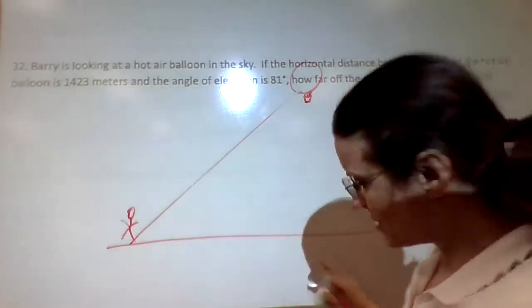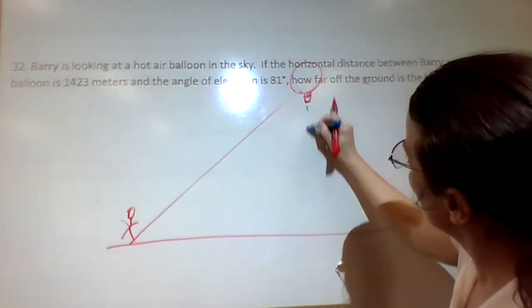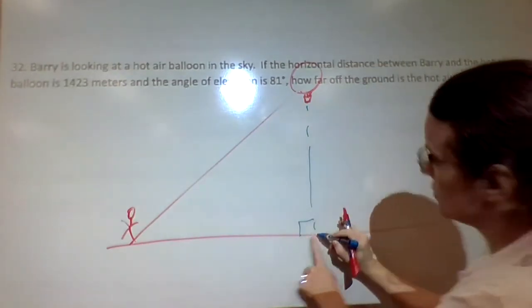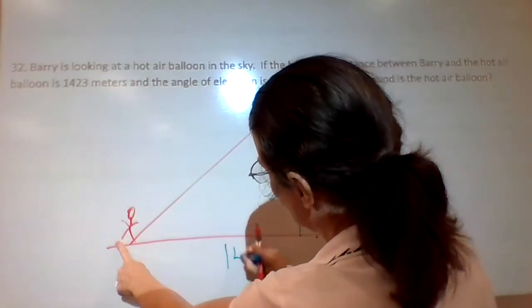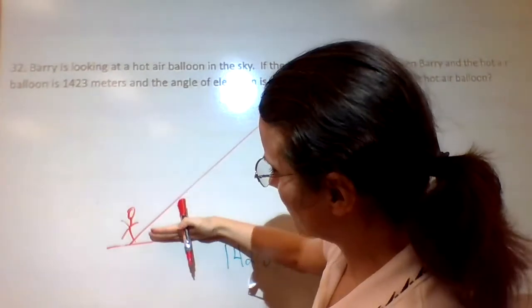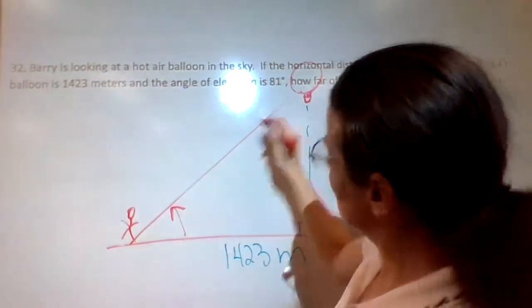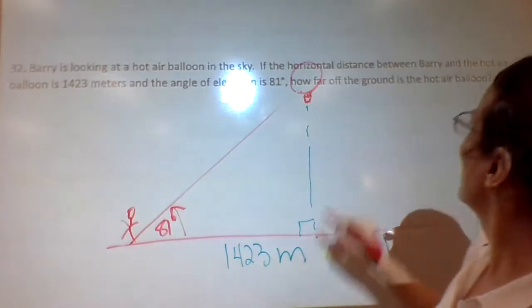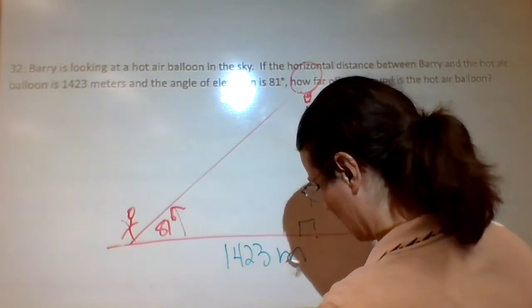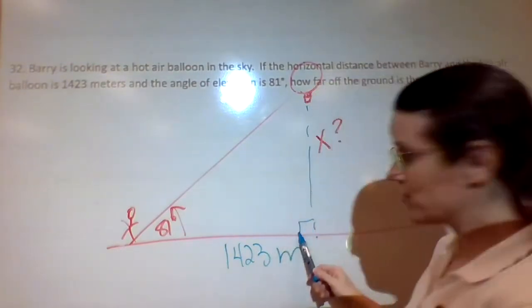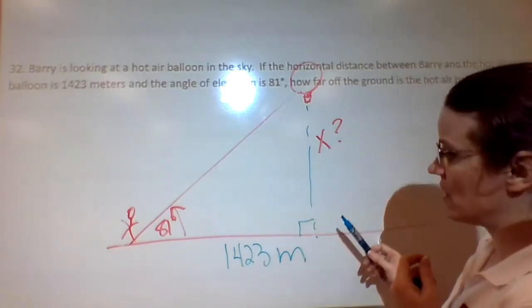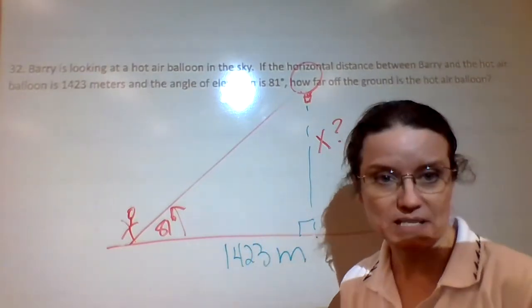If the horizontal distance, so this distance here, between Barry and the hot air balloon, so straight down from the balloon, is going to be 1423 meters. And the angle of elevation, that's the angle from level looking up, is going to be 81 degrees. How far off the ground is the hot air balloon? So that's what we're going to be trying to solve for. You go, okay, well, I have a right triangle. That's always a bonus. So since I have a right triangle, I can focus on, should I use a squared plus b squared plus c squared?